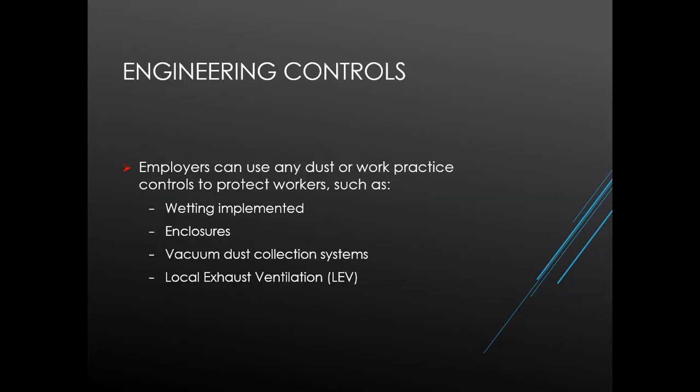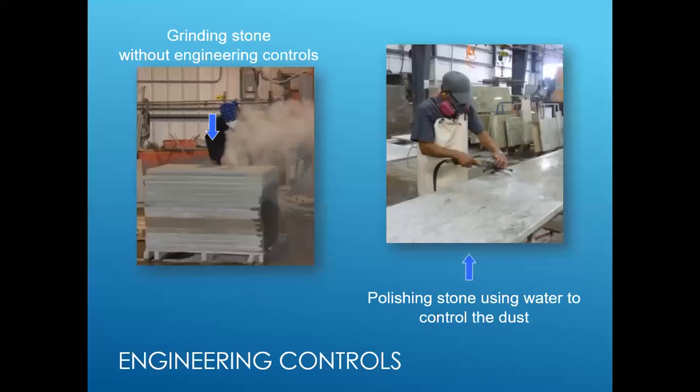Under engineering controls, employers can use any dust or work practice controls to protect their workers, such as wet methods, enclosures, dust collection systems, and local exhaust ventilation. Here we can see some of the differences implementing engineering controls. On the left, we see an employee grinding on stone without engineering controls. And on the right, they're using wet methods to control the amount of dust generated.